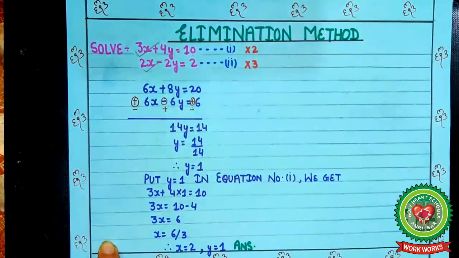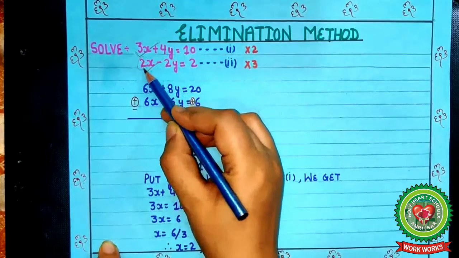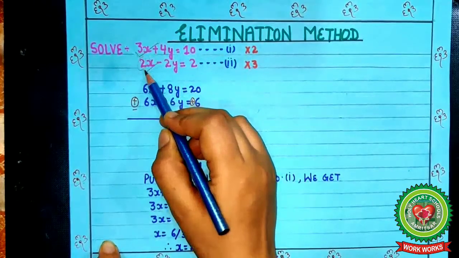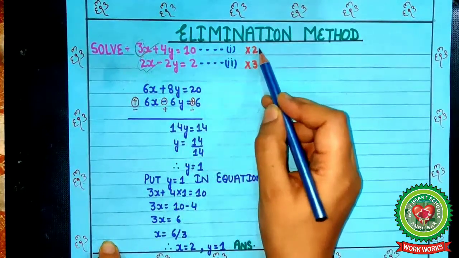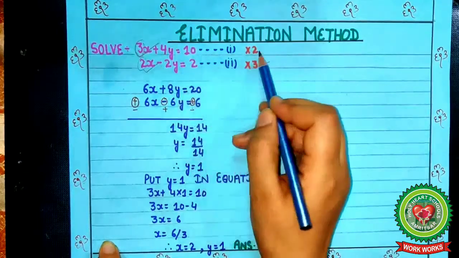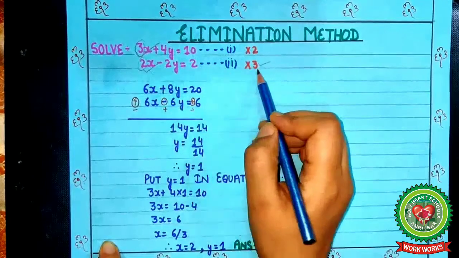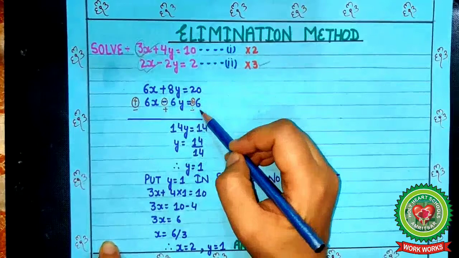Now students, how we will solve this? Step number 1 is we will multiply this first equation with this coefficient, that is 2, and we will multiply this second equation by this coefficient, that is 3. So after multiplying, what we have got? We will get 6x plus 8y is equals to 20. And in second equation we will get 6x minus 6y is equals to 6.